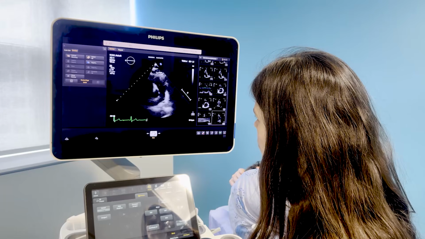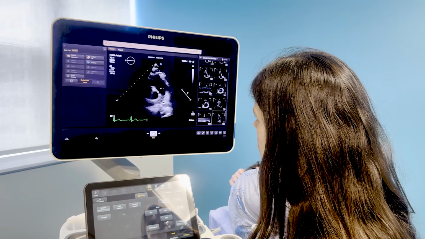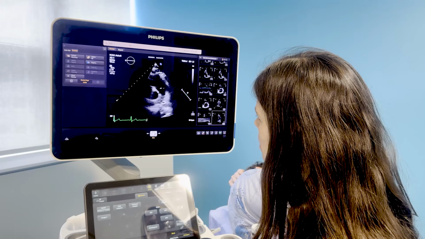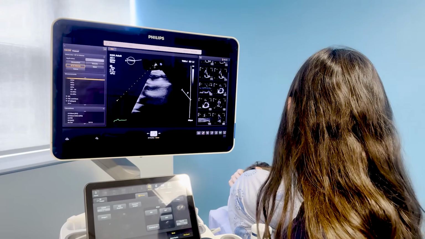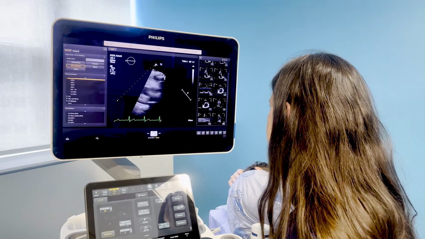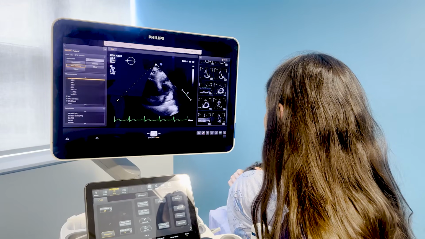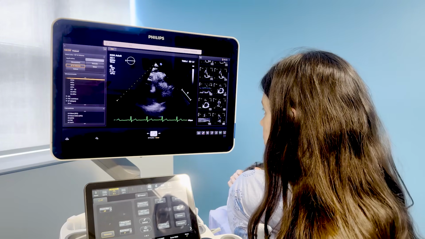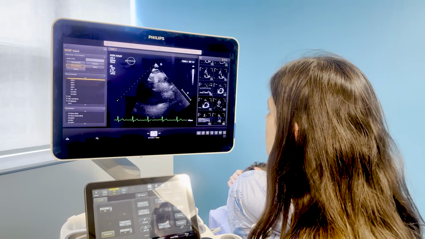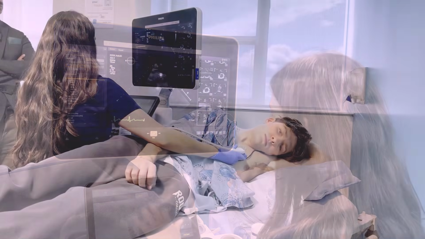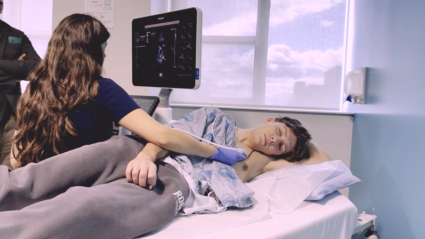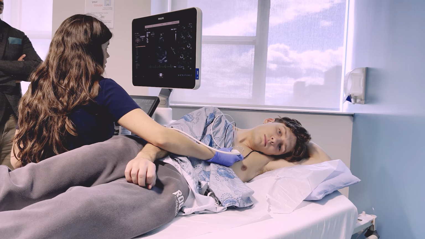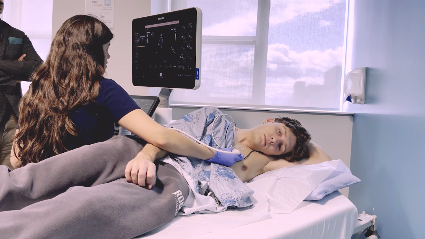I just tried to bring in the outer wall. Let me try that one more time. Breathe out again for me, Mateo. Hold your breath. And breathe. Breathe out again. Hold your breath. And breathe.